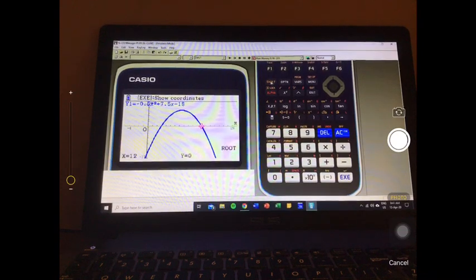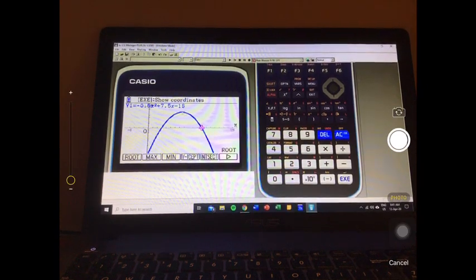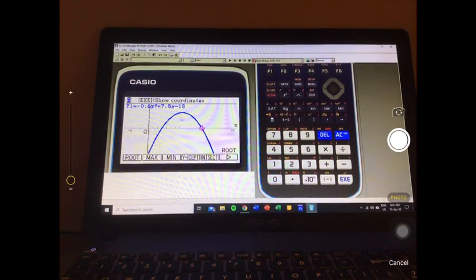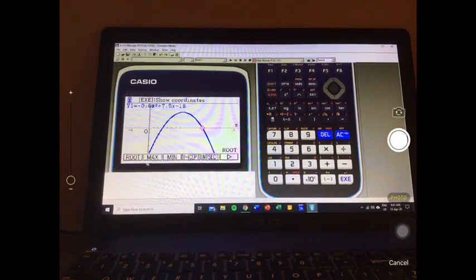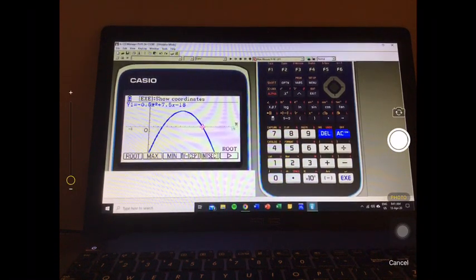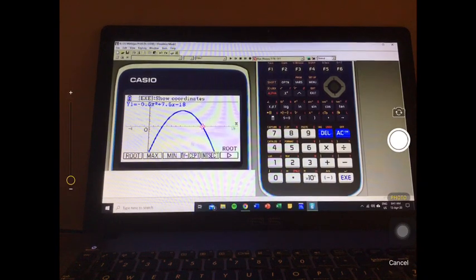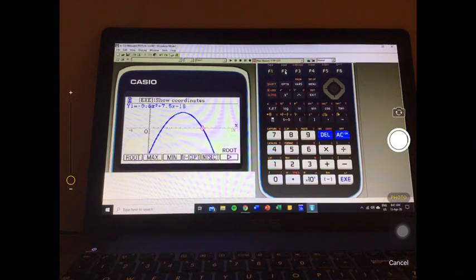Once again, Shift, G-Solve. Since this parabola opens downward, this means that the vertex corresponds to a maximum point. Okay? So here in our options, we need to click on maximum. If the parabola opened the other way around, upward, then we would look for the minimum point. But in this case, we're going to click on max because it's a maximum point, F2.